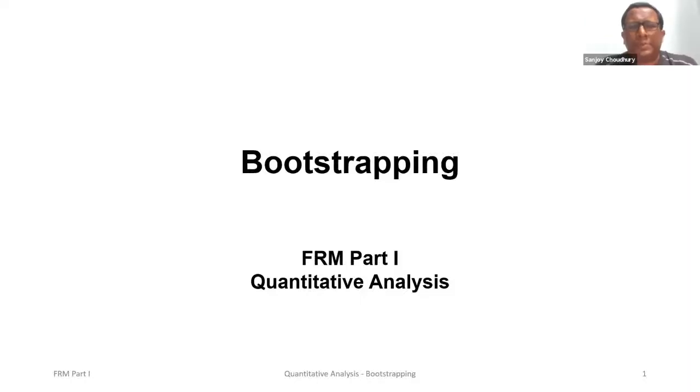Welcome to the session on bootstrapping. This is part of FRM Part 1 Quantitative Analysis. Bootstrapping essentially is a mechanism by which one typically constructs a spot yield curve or a zero coupon yield curve from a normal yield curve. We'll get into those details a bit later.